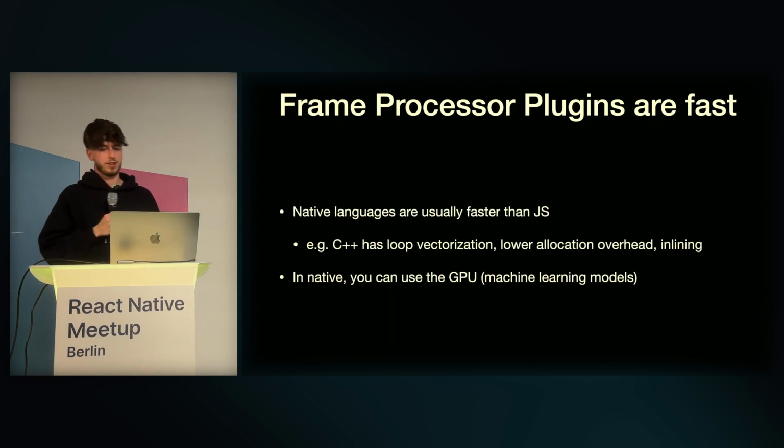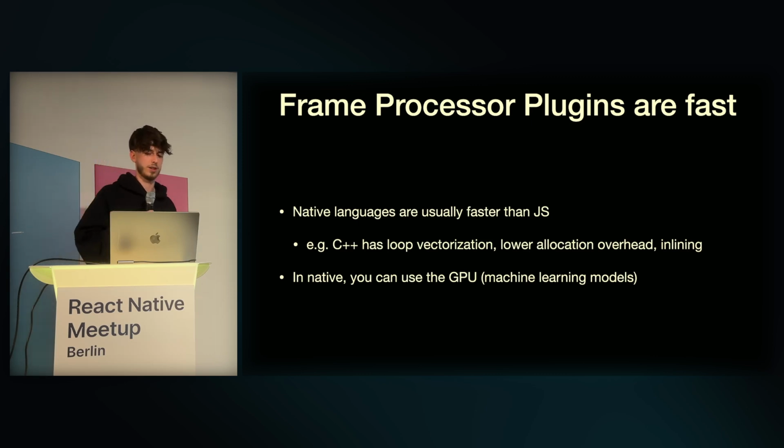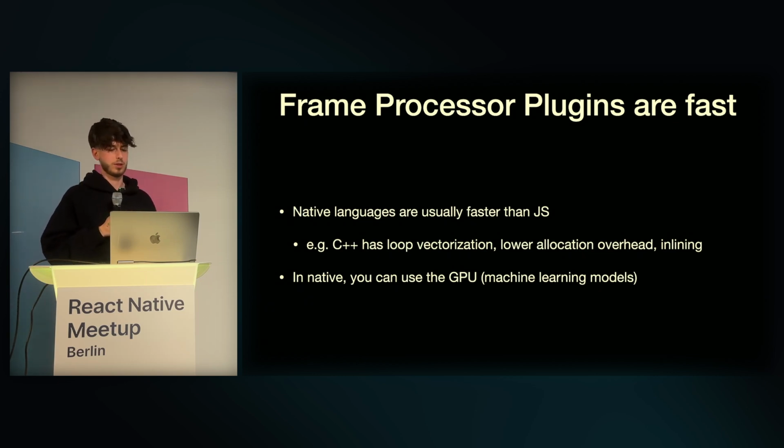Frame processor plugins are fast because, as I mentioned before, native languages are usually faster than JavaScript. There are many reasons why. Just as an example, C++ or other compiled languages often have loop vectorization and lower allocation overhead. There's just a bunch of things that native languages can do that JavaScript simply can't do currently. And also in native we can use a GPU. So we can, for example, use OpenGL, Metal, or whatever you want to run your actual machine learning or AI algorithm.